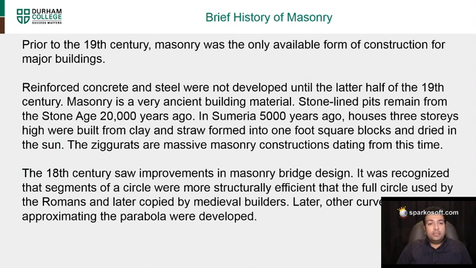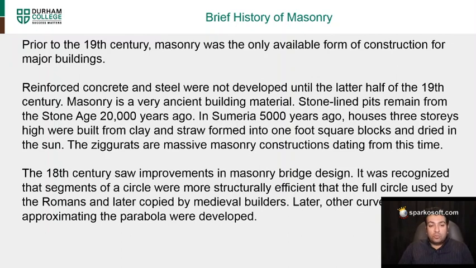Prior to the 19th century, masonry was the only available form of construction for major buildings. Reinforced concrete and steels were not developed until the later half of the 19th century. Masonry is a very ancient building material. Stone-lined pits remain from the Stone Age almost 2,000 years ago. In Sumeria, almost 5,000 years ago, houses three stories high were built from clay and straw, formed in 1 foot square blocks and dried in the sun.